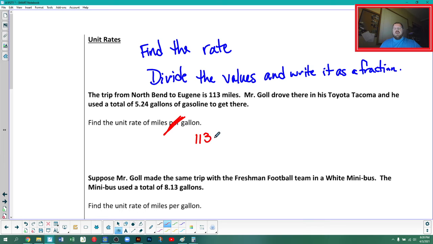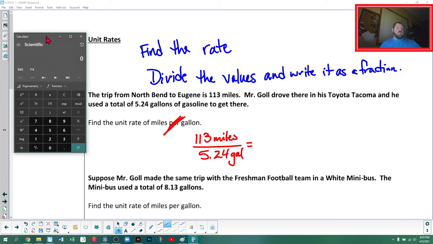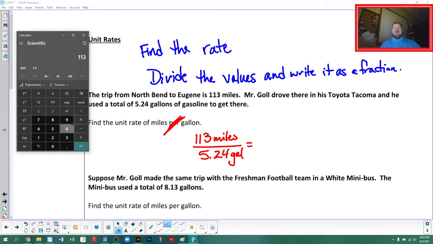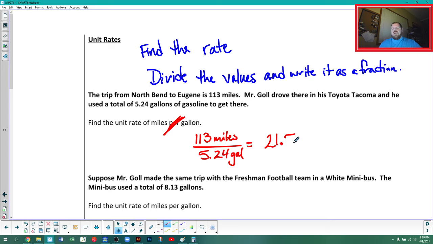So 113 miles took 5.24 gallons. And I want to find this fraction with 1 in the denominator. That means I actually want to do the division. So I want to look at 113 divided by 5.24. And that tells me 21.56 is good enough. 21.56 miles over 1 gallon. That's what actually dividing that tells me.